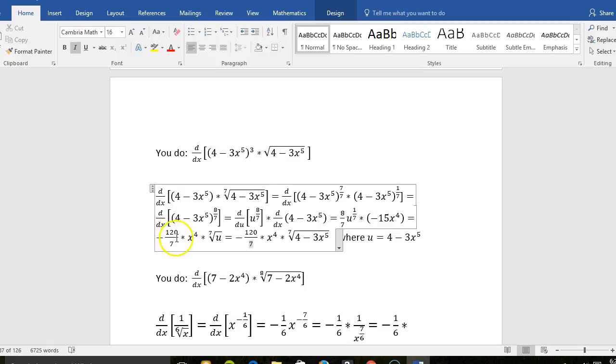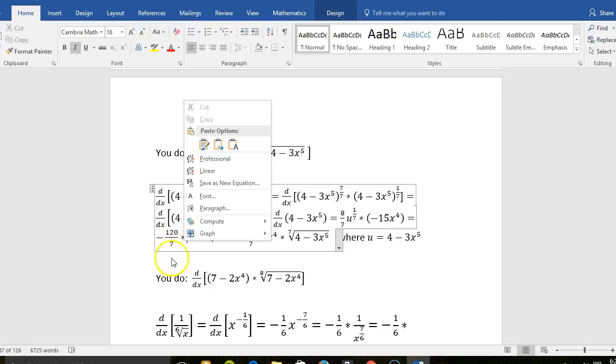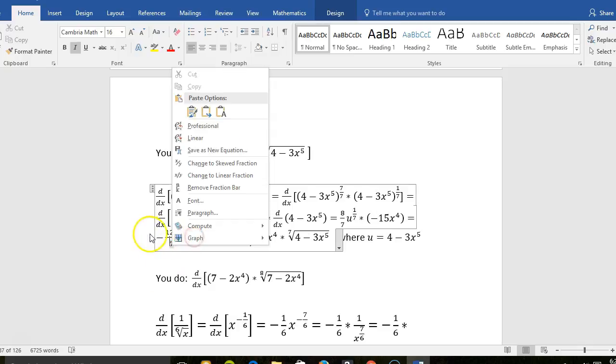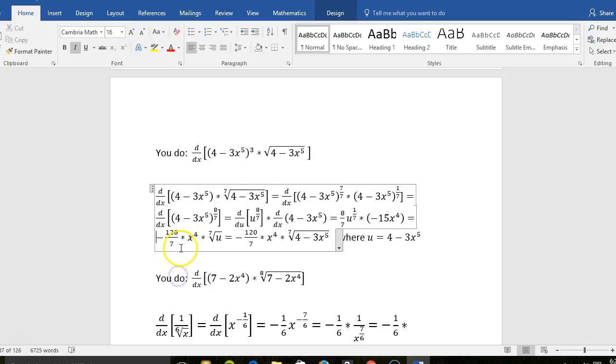So we get negative 120 over 7, x to the 4th times the 7th root of u. Again, just multiplying this 8 here by this negative 15 here, and getting this negative 120. And then by commutativity, I can bring this x to the 4th up in front. It was here, now it's here in front of the term. And to be frank, you can keep this times sign right here, but you don't have to keep it. You can just do that.